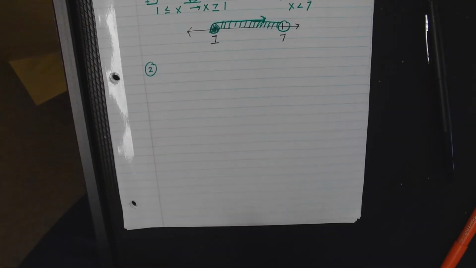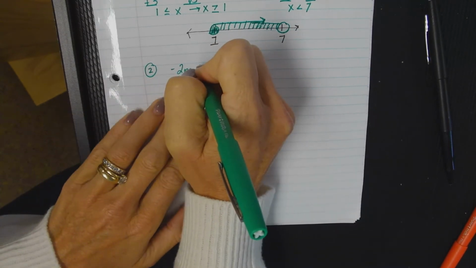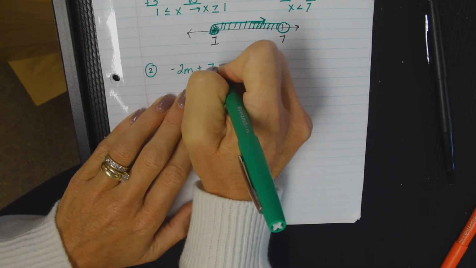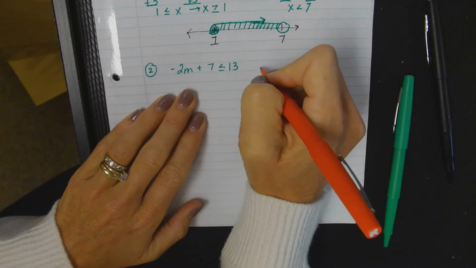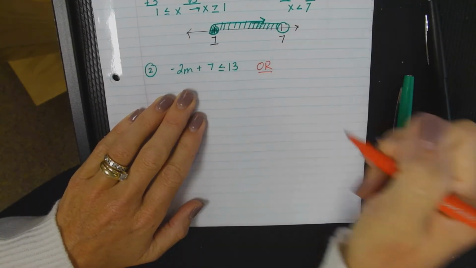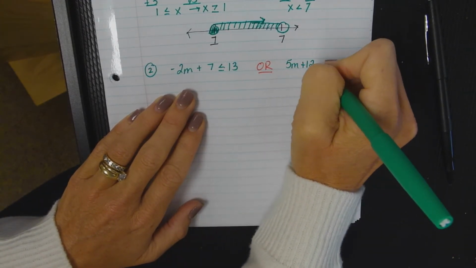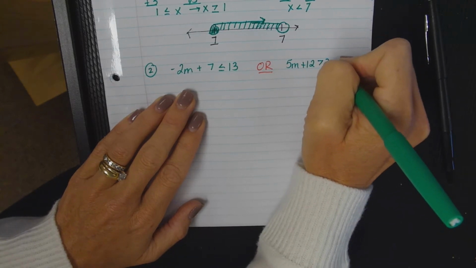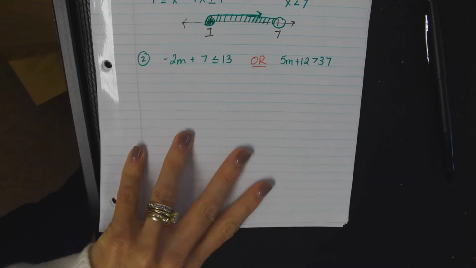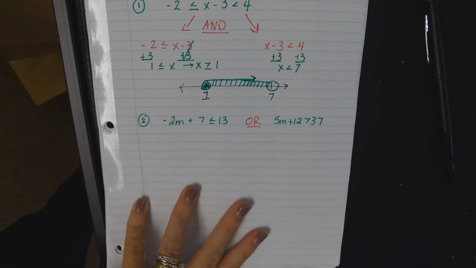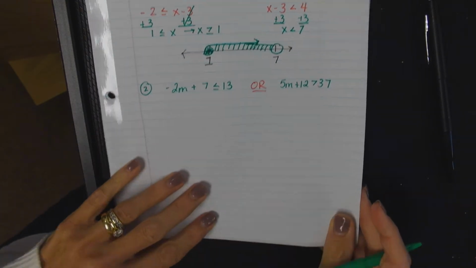All right, so this one: negative 2m plus 7 less than or equal to 13, or 5m plus 12 greater than 37. There's one. Yeah. How do I remember which arrow means which? I have a trick. Can I show you that on this one?